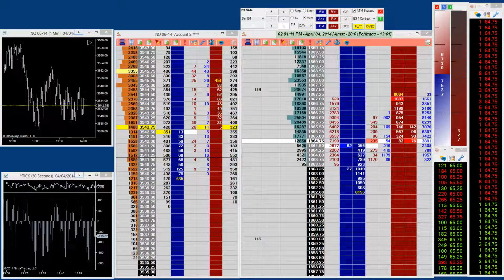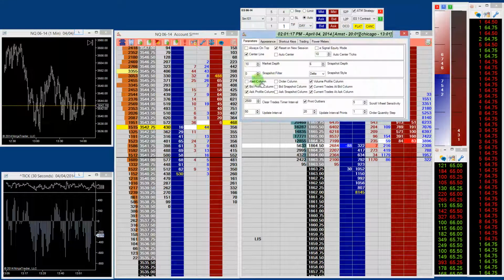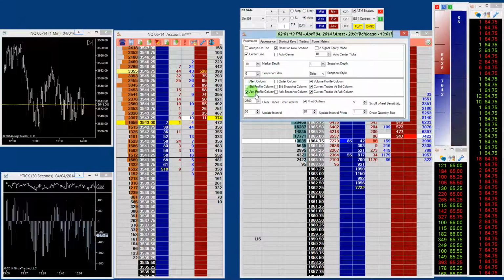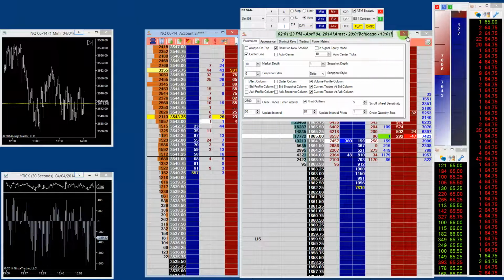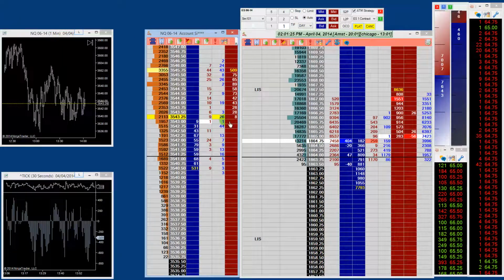Do you need all the columns on the NQ? Absolutely not. Really, the NQ, you could take the bids and offers off, but it would look a bit weird. The only thing that I look for on the NQ is where it is relative to the center line.